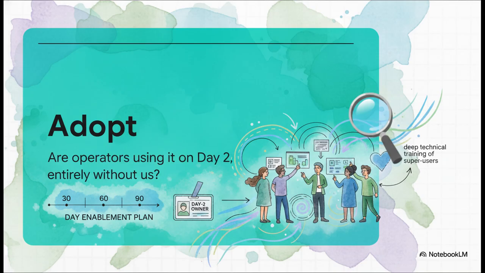Finally, we hit the adopt stage, the ultimate litmus test. Are the operators actually using this thing on day 2, entirely without us in the room? This doesn't happen by magic. It requires a documented 30, 60, and 90-day enablement plan, establishing a very specifically named Day 2 owner, and running deep technical training for your super users.